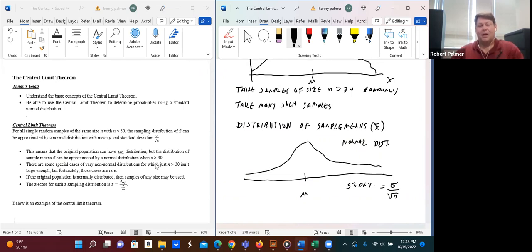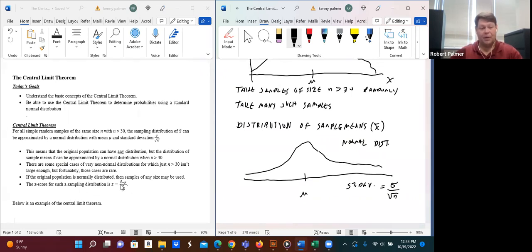Once again, that's not something that's just wrong or right mathematically; it's more just seen in practice. There are some special cases of non-normal distributions where n equals 30 isn't large enough. Those are rare. Also, if the original population is already normally distributed, we can take any sample size we want, which is also really useful.